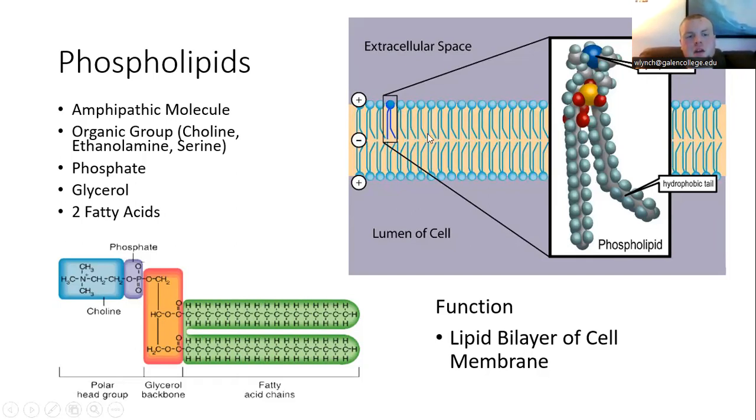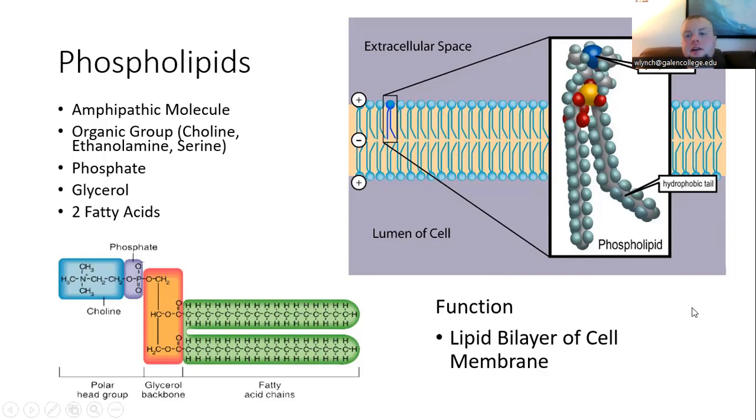For our structure, we have a phosphate linked to a glycerol. And instead of a 3 fatty acid tail like we have for triglyceride, we will have 2 fatty acids in the tail group. So there's an organic group formed by a choline, an ethanolamine, and a serine. A phosphate linked to a glycerol and 2 fatty acid tails.